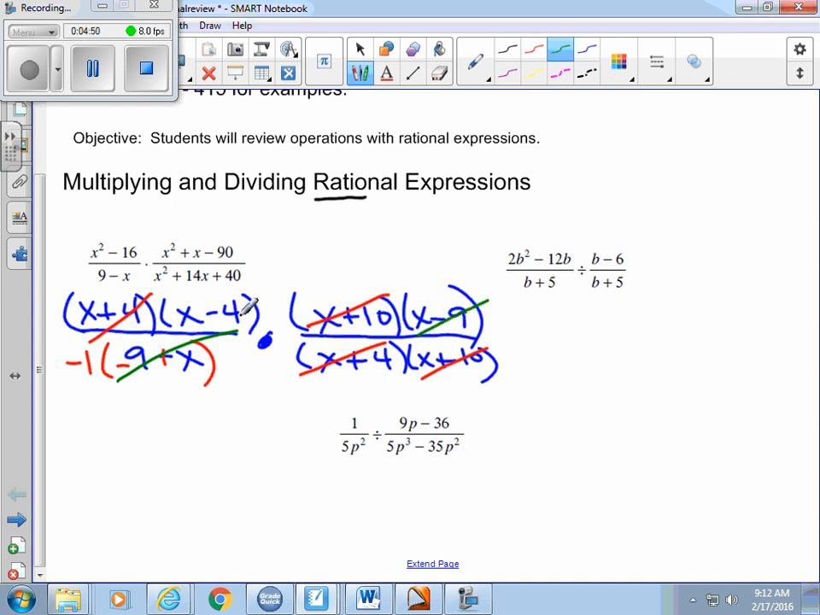So I only end up with x minus 4 divided by negative 1, which is negative x plus 4. Would you agree that is much simpler than that big messy thing we had up there to begin with?